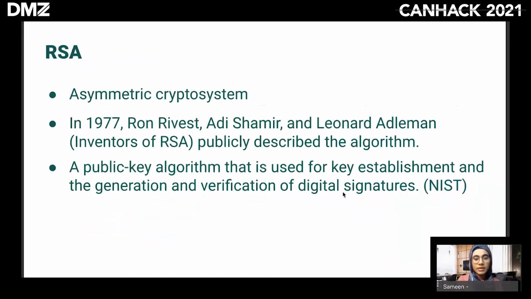RSA was founded by Ron Rivest, Adi Shamir, and Leonard Adleman, and their last names make up RSA. So Rivest, Shamir, Adleman, they're the inventors of RSA. In 1977, they publicly described the algorithm. It's a public key algorithm that is used for key establishment and the generation and verification of digital signatures. It's a standard. It's still being used. It's such a powerful crypto system, very strong.